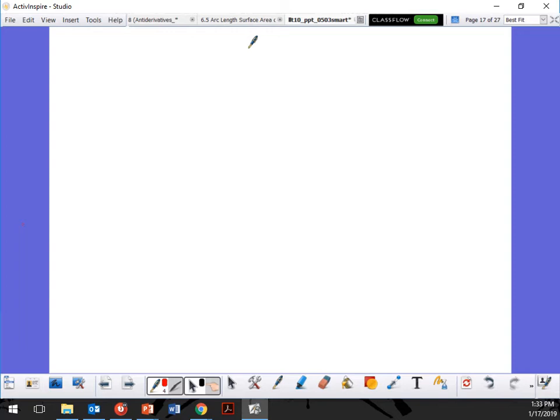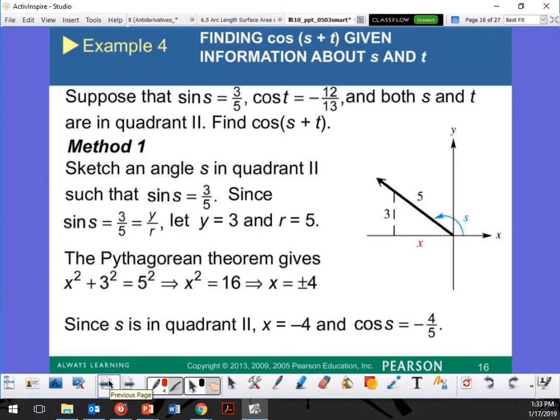Okay, so what was given to me? Help me with this. So it said sine of S equals 3 over 5, and it also said cosine of T equals negative 12 over 13. And what am I trying to solve with that? Find cosine of S plus T. So it's basically, I'm adding two angles together, and this is the end result already. So I've got to try and figure out what it comes out to be.